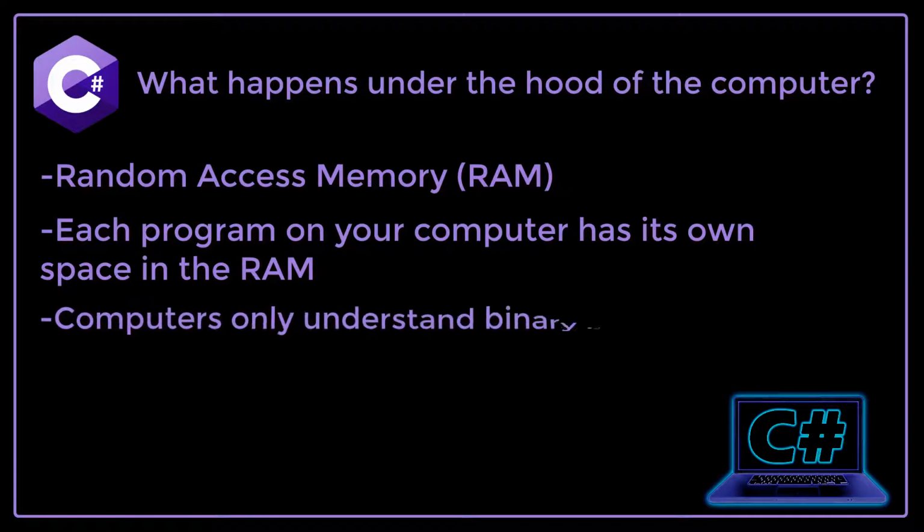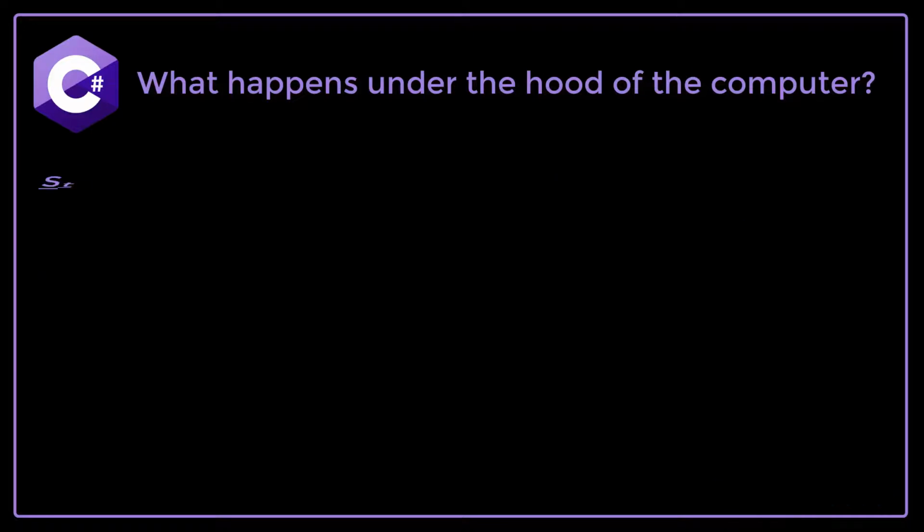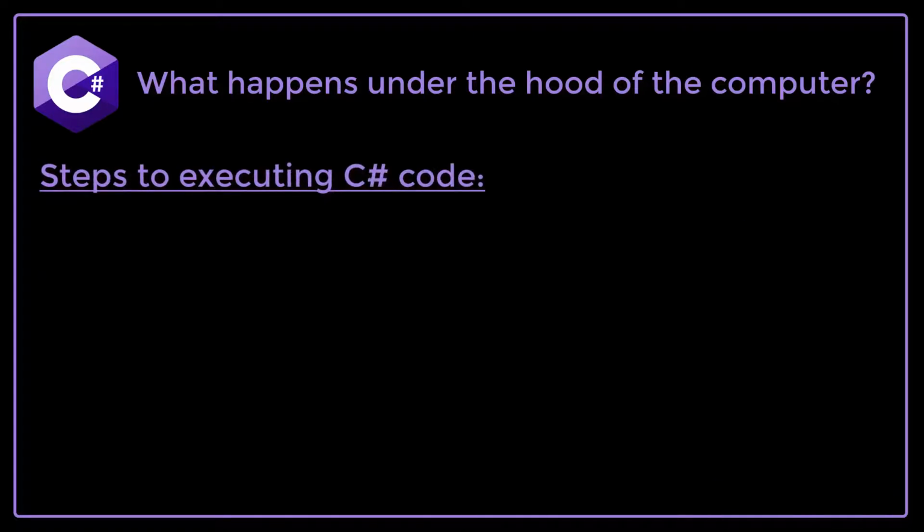As I mentioned in a previous lecture, computers only understand binary code, made up entirely of ones and zeros. The computer is really just a collection of transistors, or on-off switches, with 1 being on and 0 being off. The code that we write has to be converted multiple times before the computer can understand it.